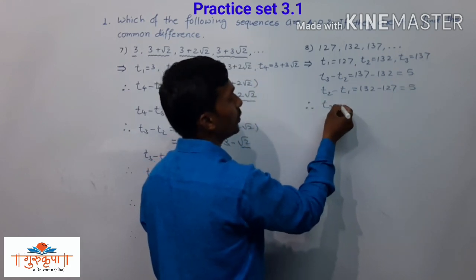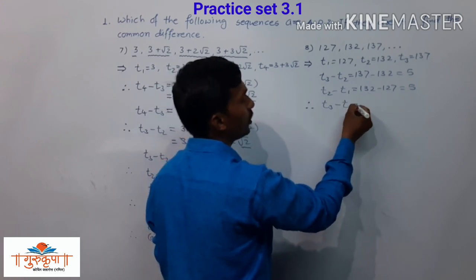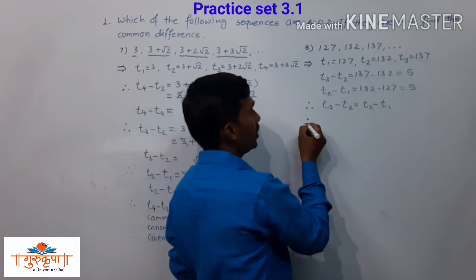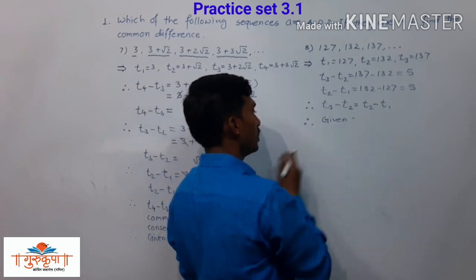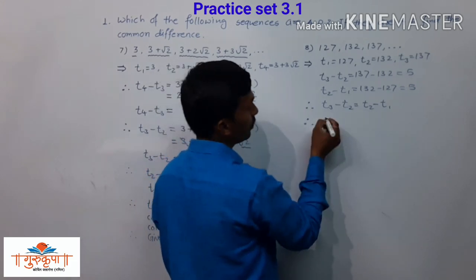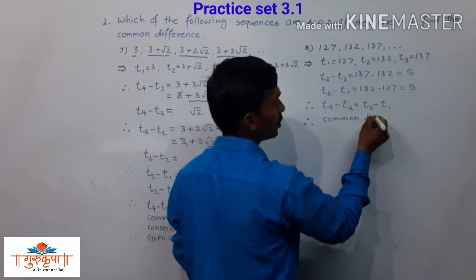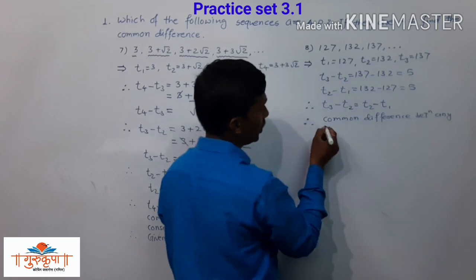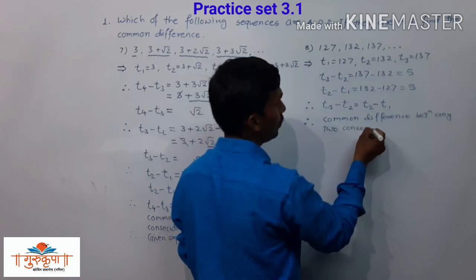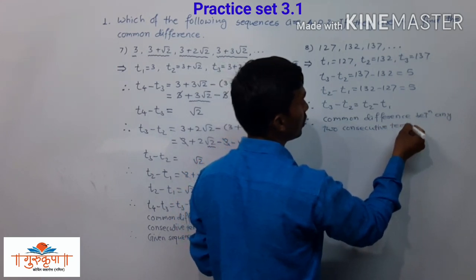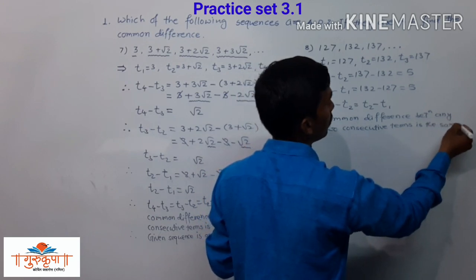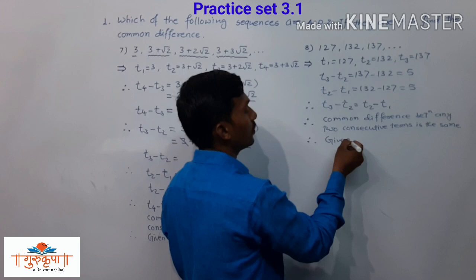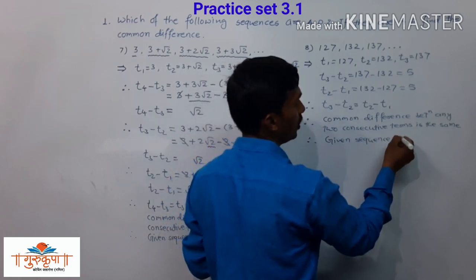Since T3 minus T2 is equal to T2 minus T1, we can say that the given sequence is an AP, since the common difference between any two consecutive terms is the same. The given sequence is an AP.